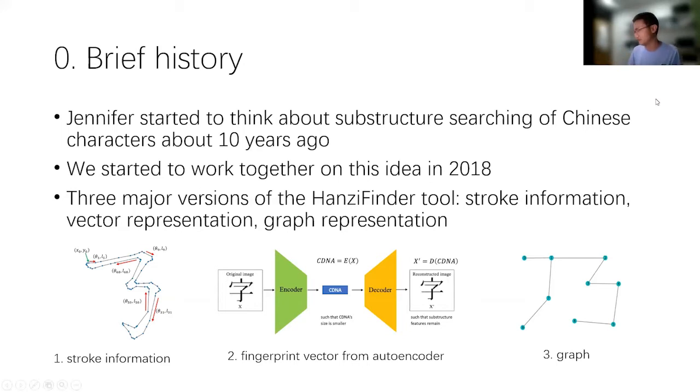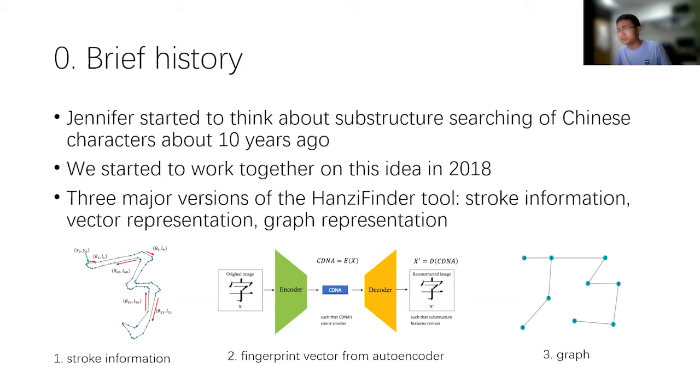Jennifer has had this idea of substructure searching on Chinese characters for about 10 years. And we started to work on this about 3.5 years ago. At that time, we did some research. We wondered whether there was such a tool. And there was none, so we decided to make one by ourselves.